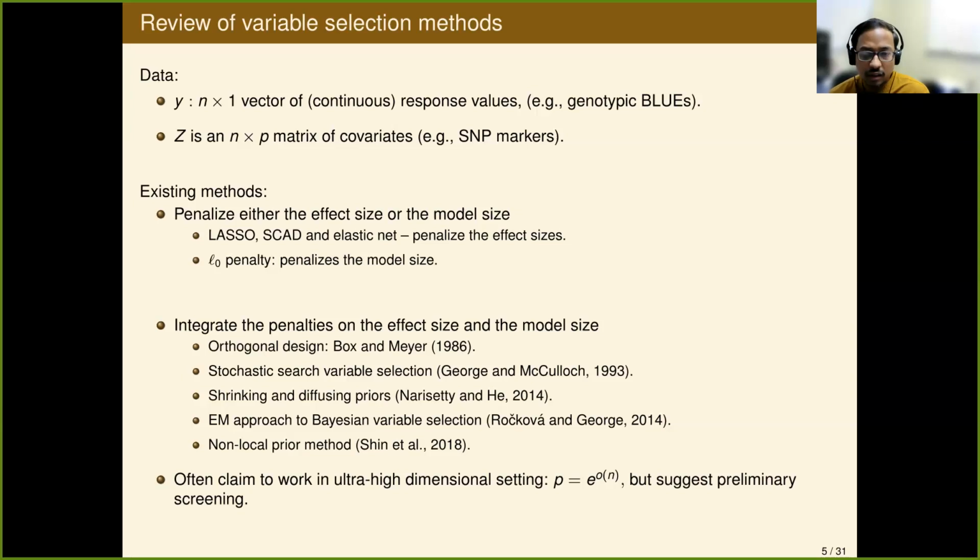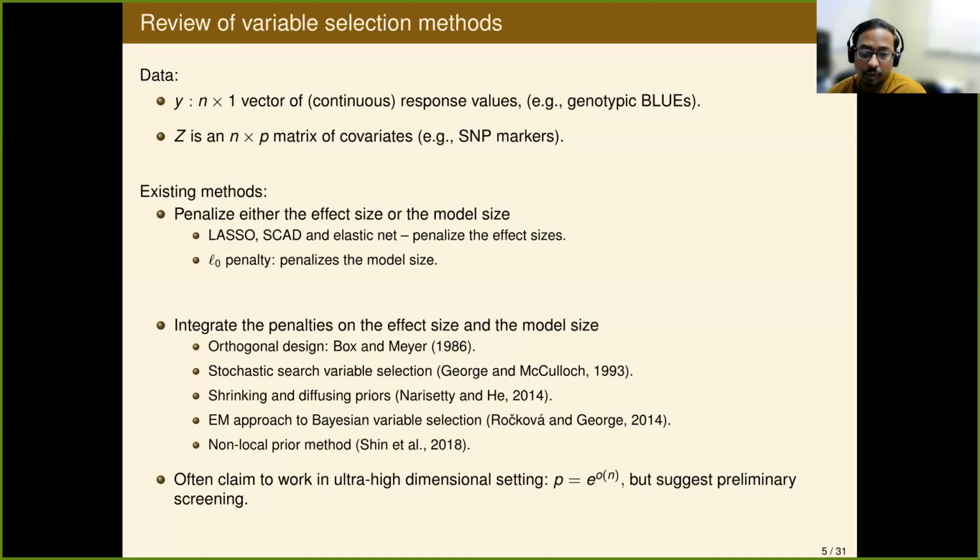Existing methods for identifying the important SNP markers, that is, variable selection methods, are penalized. There are two types of methods, broadly speaking. The first set of methods penalizes either the effect size or the model size. Because we have more variables than observations, some penalization is needed, but either the effect size of each covariate is penalized or the model size is penalized, and seldom both simultaneously. For example, lasso, SCAD penalty and elastic net penalize the effect sizes, whereas the L0 penalty penalizes the model size.